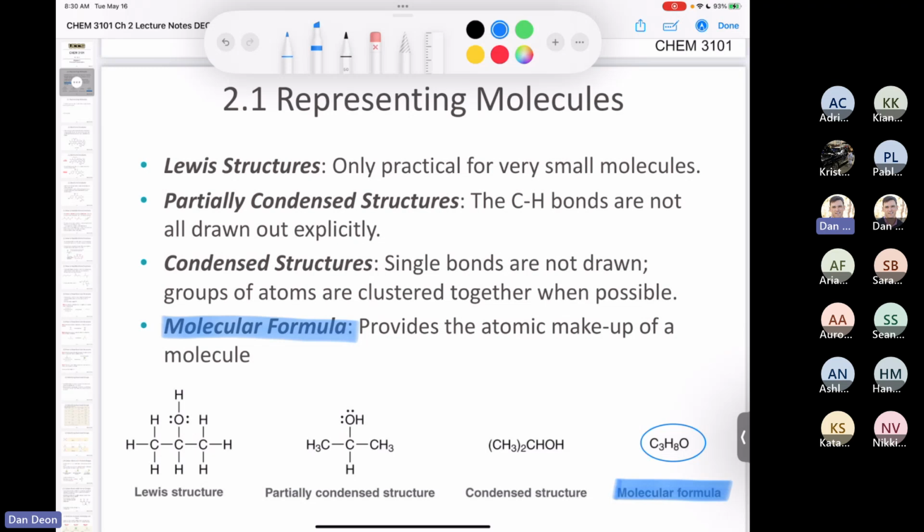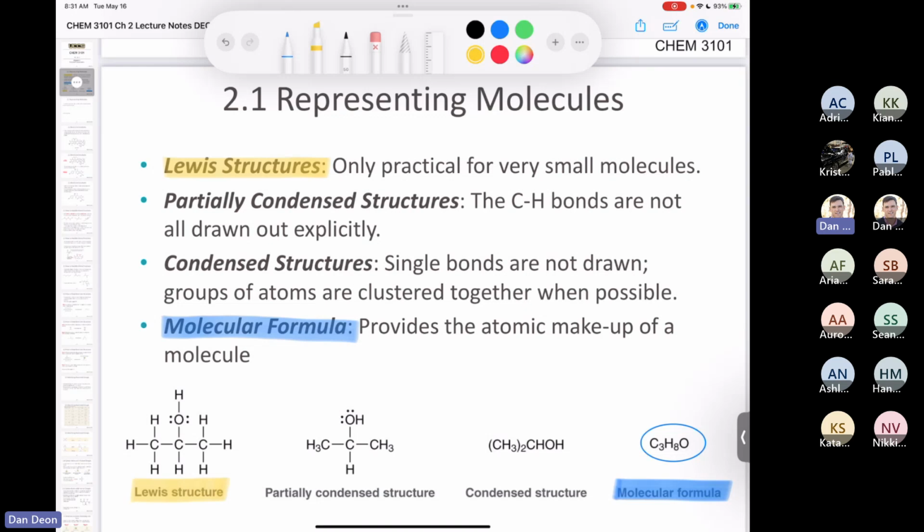But the problem with molecular formulas in organic chemistry is it doesn't tell us anything about the structure of a molecule. Now, if you go back to your general chemistry days, you would have talked about Lewis structures quite a bit, and we're going to use Lewis structures a whole bunch in this class. We'll use them every day. But their limitation is that they're really only good for small molecules. When you have a big molecule, it just becomes tedious to draw the Lewis structure.